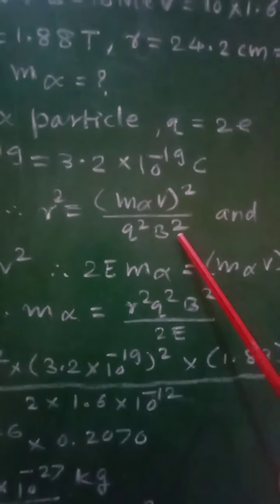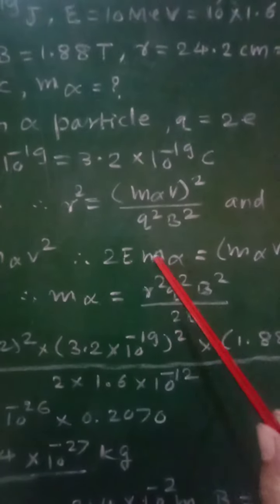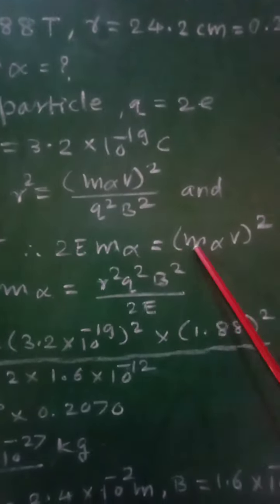So 2e into m alpha will be equal to m alpha v whole square. From this relation that value is determined. This 2 is taken here and then it is multiplied by m alpha. As the left side is multiplied by m alpha, therefore right side will be multiplied by m alpha, and therefore we will get 2e m alpha must be equal to m alpha v whole square.